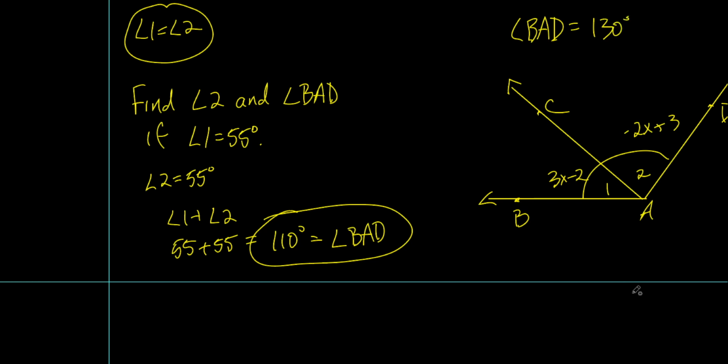What would you do to set this up? Angle BAD is 130 degrees. Angle 1 is 3x minus 2. Angle 2 is negative 2x plus 3. How would you set it up? Now, this probably won't come out nice, I just made these numbers up. I would do 3x minus 2, plus negative 2x plus 3, equals 130. Everybody see that? So basically, I just did what the angle addition postulate said. Just add this one and this one, and set it equal to the whole thing, which in this case is 130. That's the kind of stuff that you're going to do.